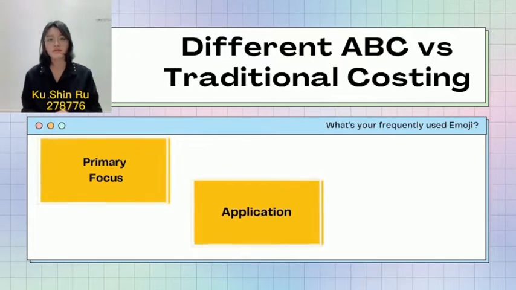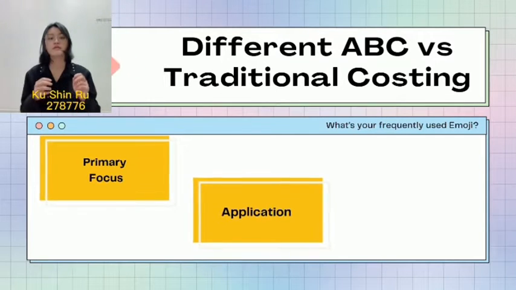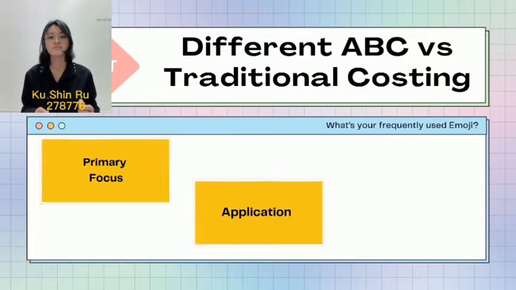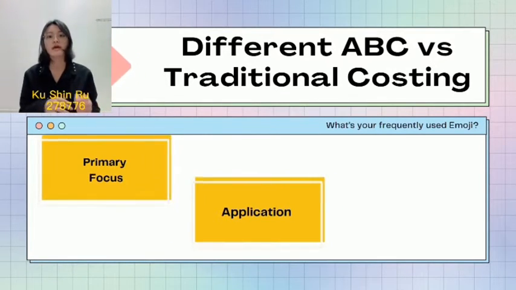The second one is application. Traditional costing methods are easy to implement as a single cost driver is set for all activities and overheads are simply divided into fixed and variable overhead.